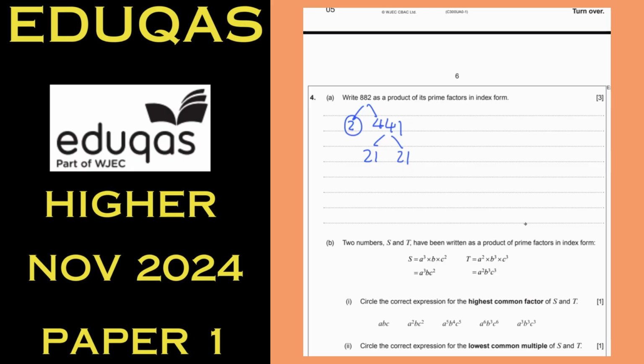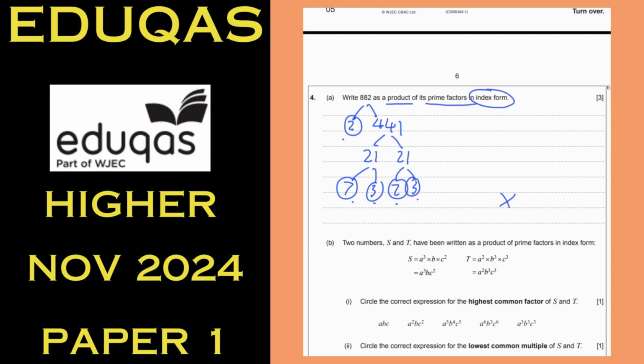If not, spotting that the digits of 441 add up to 9, which means it's both divisible by 3 and 9, you could have used either 3 or 9 on one of your branches, but I'm going with 21 because it splits into 7 and 3. Quite nice. Now we need to not just write it as a product. Product means must have a times, but it's prime factors, and we have indeed got them all.